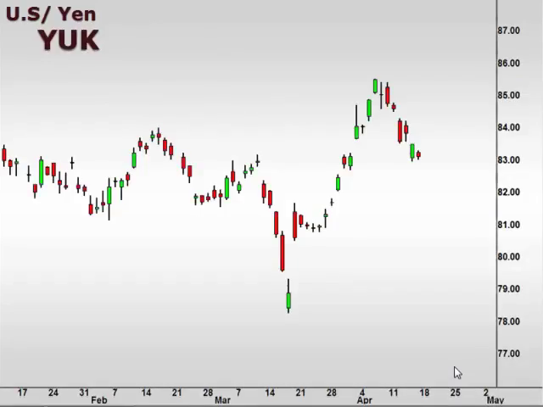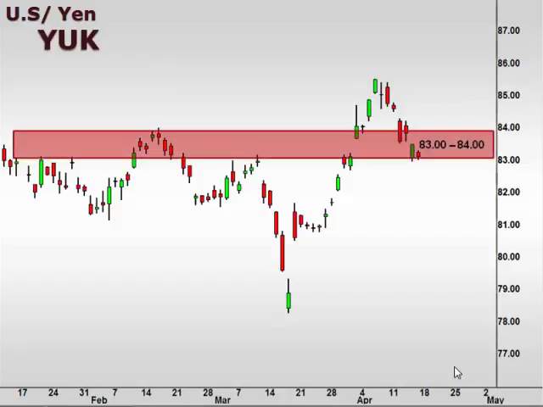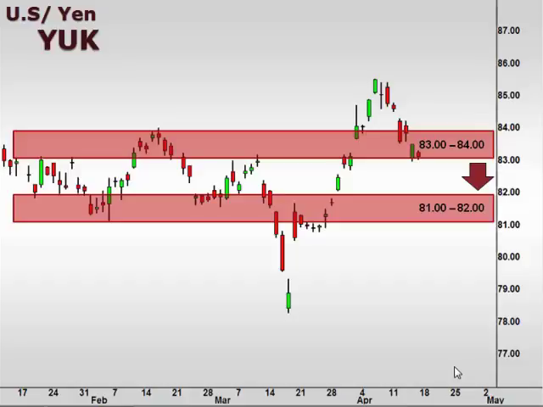Let's take a look at the US dollar versus the Japanese yen as seen here in the ISC FX options pair value YUK. While the YUK retraced down as anticipated, testing the 83 support level, a bounce off of this level could extend into the 86-87 box. However, a break below 83 opens the window for a test of support back down at 81.